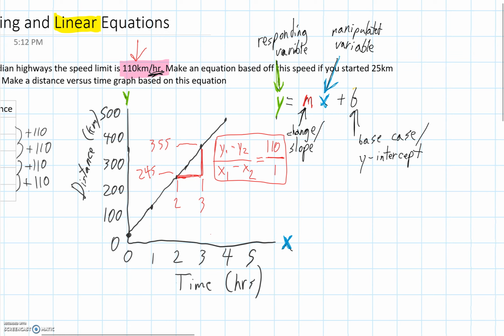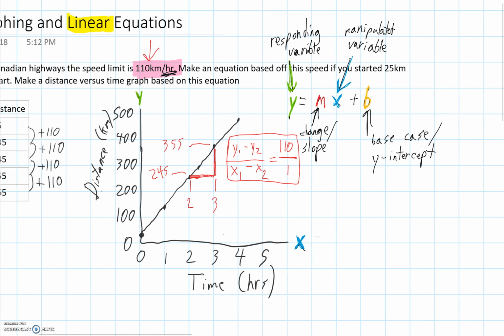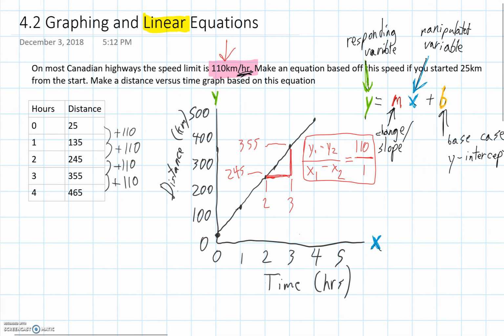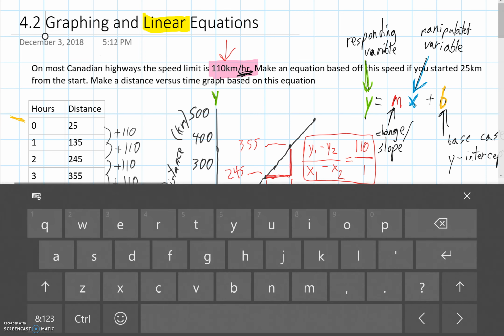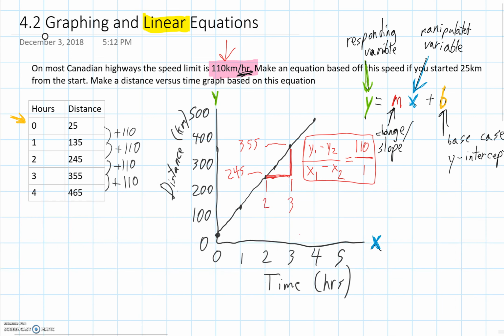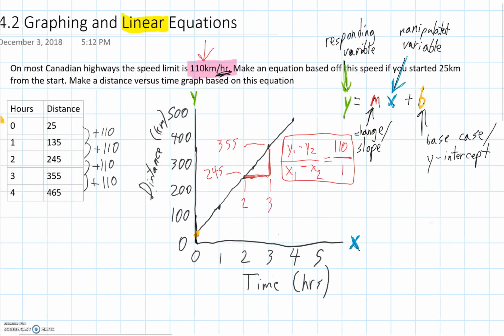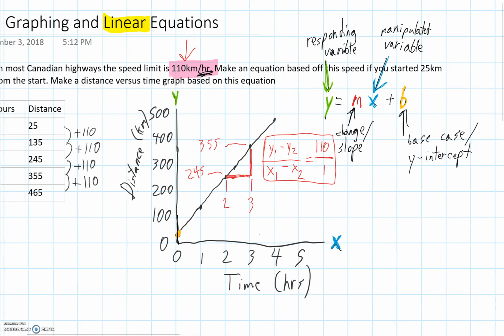And lastly, we have the base case or y-intercept. So I'm going to show you, as base case, it's where the manipulated variable is 0. Okay, so there it's obvious. What is the other one? Well, 25. But on the graph, it's where our line crosses through this y-axis. That's why it's called the y-intercept.